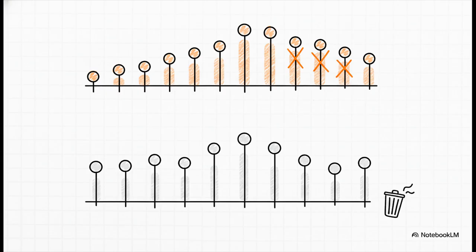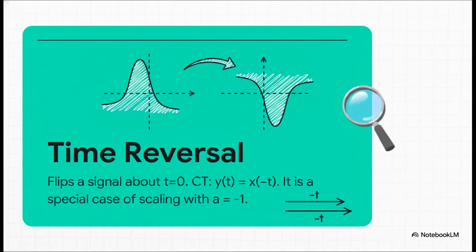You can see how this is a huge deal. Unlike just stretching a continuous signal, you are literally losing data points forever. And our third tool is time reversal. This one's pretty simple. It just flips the signal like a mirror image around the vertical axis at time equals 0. Everything that was on the right side of the graph is now on the left, and everything that was on the left is now on the right. If you think about it, it's really just a special case of scaling, where our factor a is exactly -1.